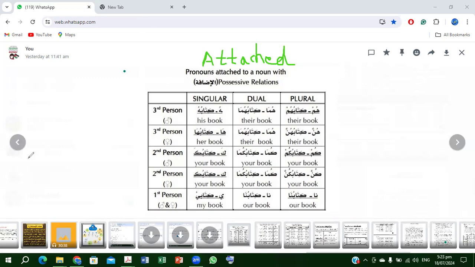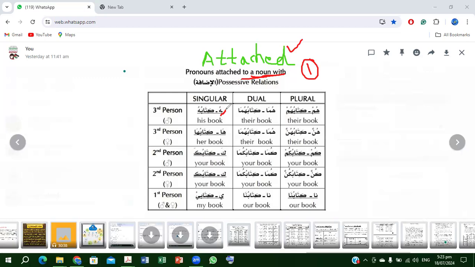Okay? So in attached pronouns, there are three styles, depending upon what they are attached with. So number one, they could be attached with a noun. Attached to a noun, number one. They are attached, but with what? They are attached to a noun, right? So kitab, is it a noun? Kitab, Michelle? Yes, miss. Okay, so kitab is a noun.